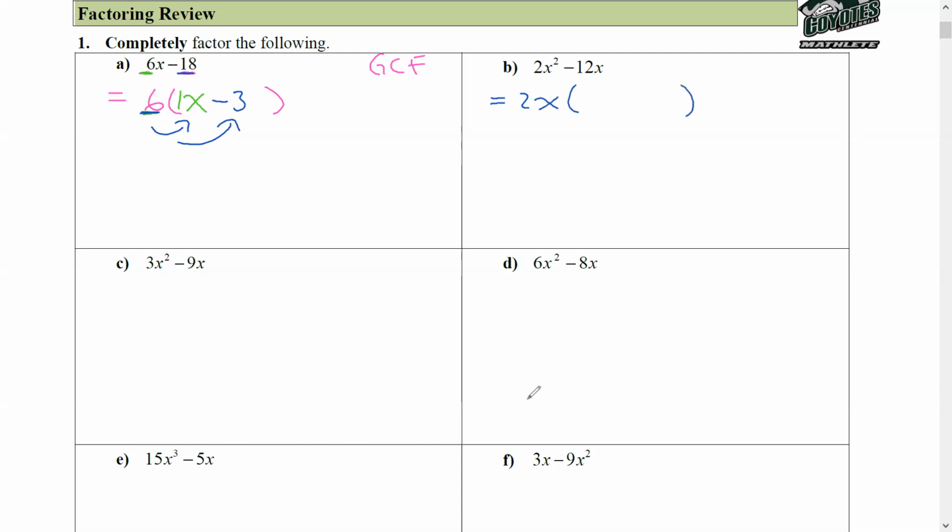So I can factor out a 2x, which would leave me then with x minus 6. I check my work. 2x times x is 2x squared. 2x times 6 is negative 12x.